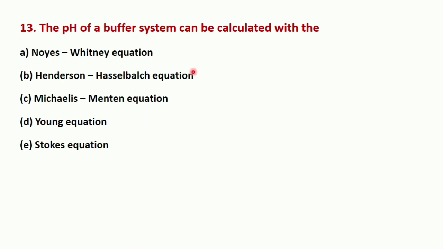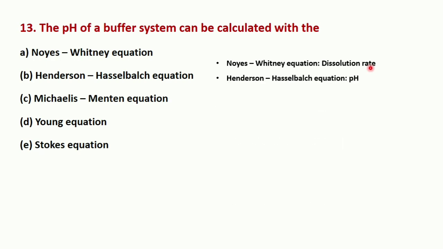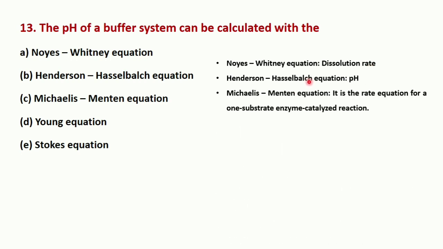And next: the pH of a buffer system can be calculated with which equation? As we know, the pH of a buffer system, or of any solution, is mostly calculated using the Henderson-Hasselbalch equation. The Noyes-Whitney equation is used to find the dissolution rate of a compound. The Henderson-Hasselbalch equation is used for calculating pH, the negative logarithm of the hydrogen ion concentration. And the Michaelis-Menten equation is the rate equation for a one-substrate enzyme-catalyzed reaction.